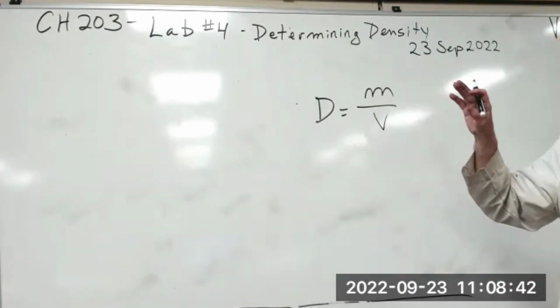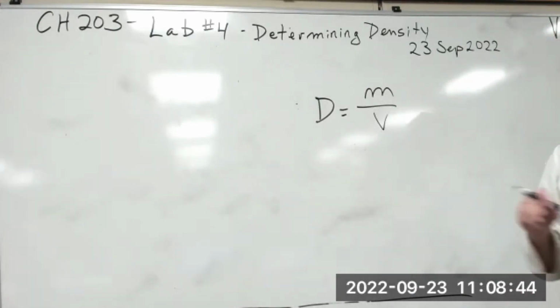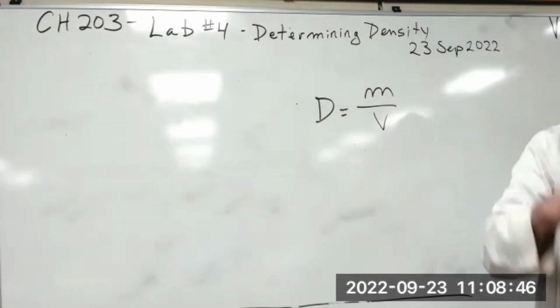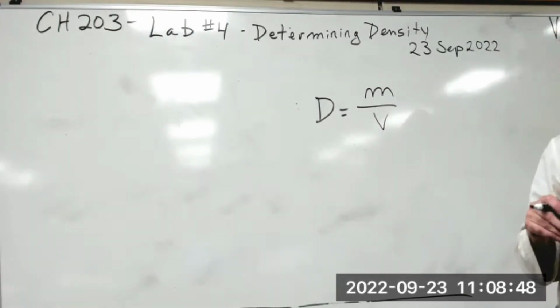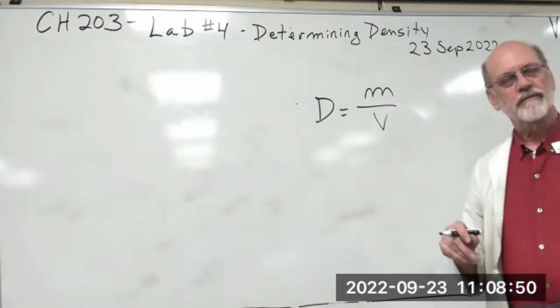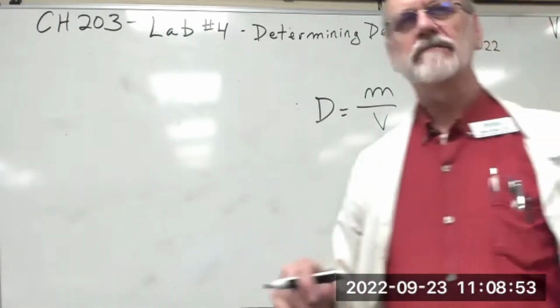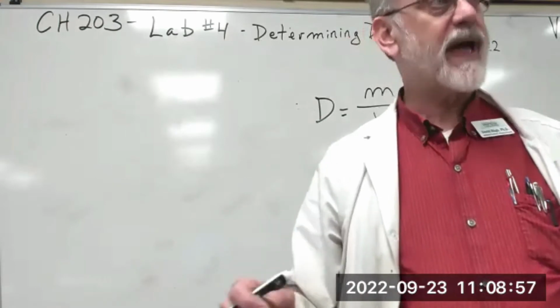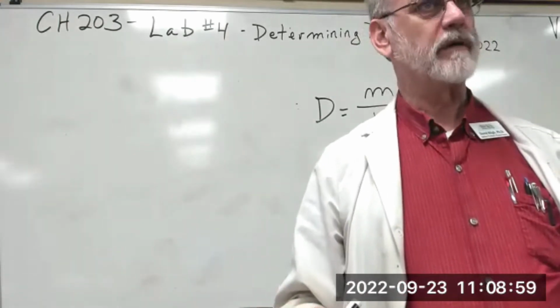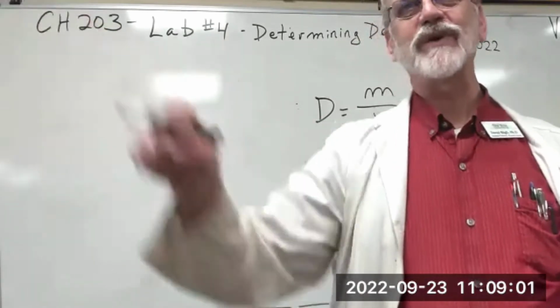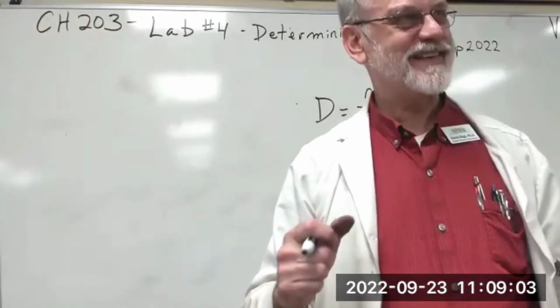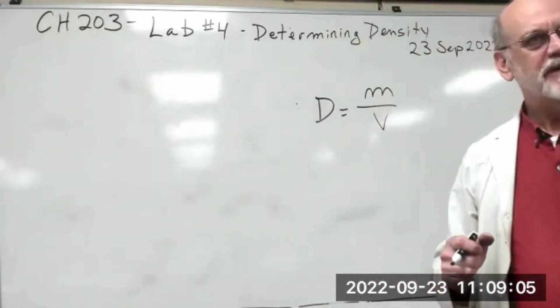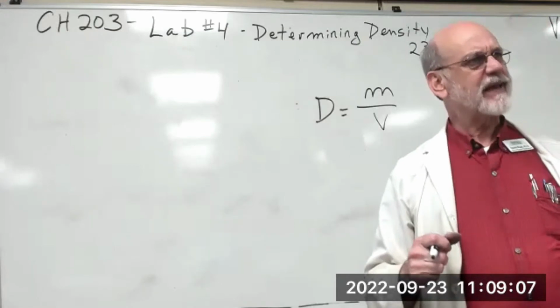Mass is fairly easy to get. I mean, we're going to use an analytical balance. But what if your object is solid? Just put it on the balance, right? You get the mass. What if it's a liquid? You can't pour your liquid on the balance and get your mass, right? It has to be in a container.